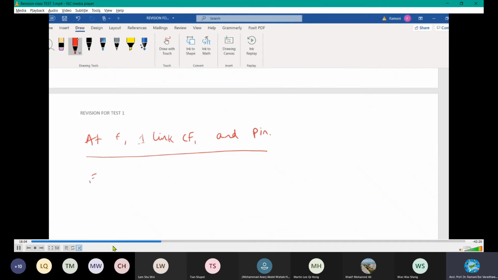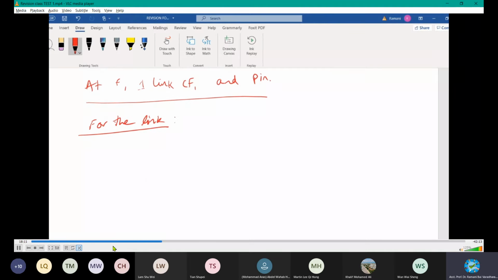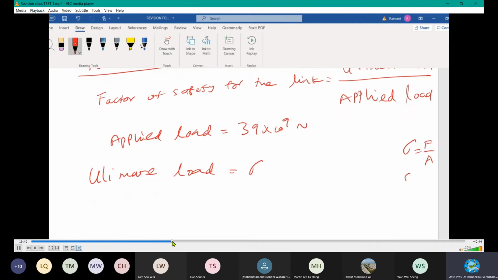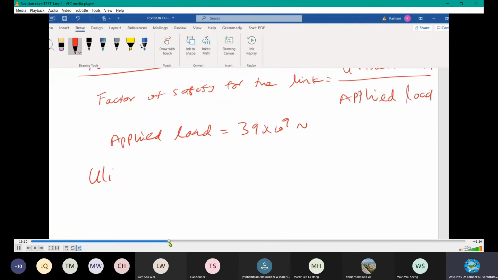Okay. For the link, let's do one by one. For the link, we find separately the factor of safety. Okay. For the link, you can calculate the factor of safety like this. I repeat the sentence. Factor of safety. For load is equal to stress integer. We found out the applied load at this point. Okay, ultimate load is equal to, you are given with ultimate stress, right?